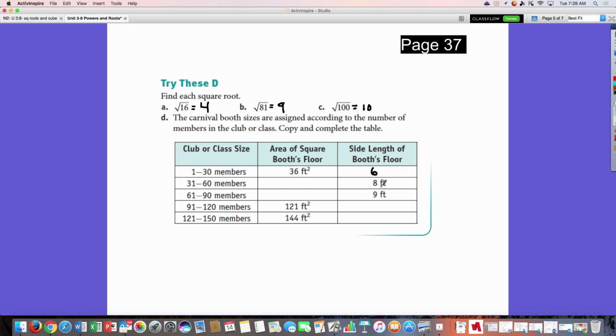If one side is 8, 8 times 8 is 64. If one side is 9, 9 times 9 is 81. What number times itself equals 121? 11. What number times itself equals 144? 12. Remember, it's got to be the same number.